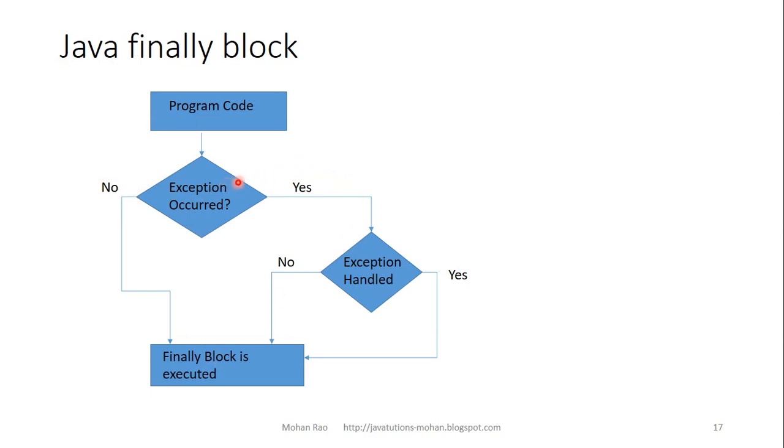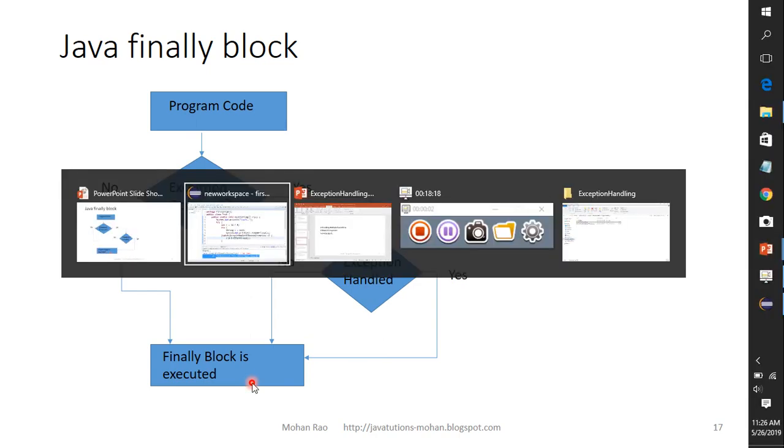I have a piece of code and I am writing the Java finally block. If there is no exception, your finally block will be executed. Yes, there is an exception, but you are not handling it, then finally block will be executed. And there is an exception and you are handling it, and also the finally block will be executed. So finally block will be executed under three circumstances. One, when there is no exception. Second, when there is an exception but not handled. And third scenario, when there is an exception and you handle the exception. Let me show you the code, guys.